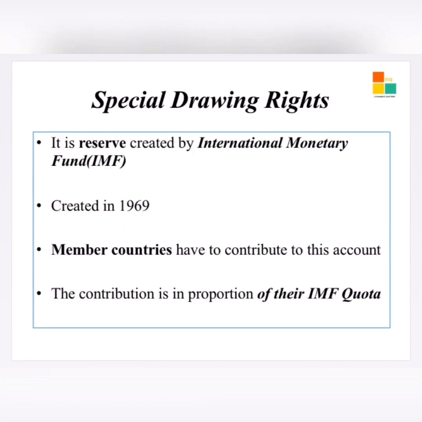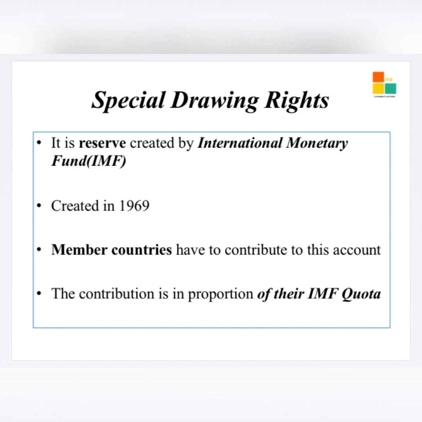Next one is special drawing rights. It is nothing but a reserve created by the International Monetary Fund in 1969. The member countries have to contribute to these reserves, and the contribution of member countries is in proportion to their IMF quota. That is, IMF allocates quota to its members based on the country's wealth and economic performance. We will see about quota after this topic.